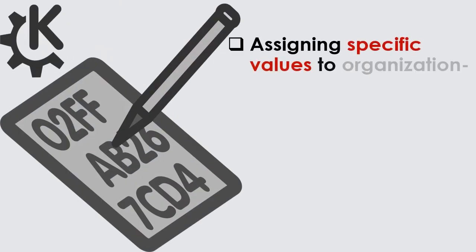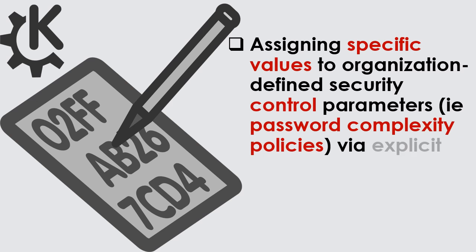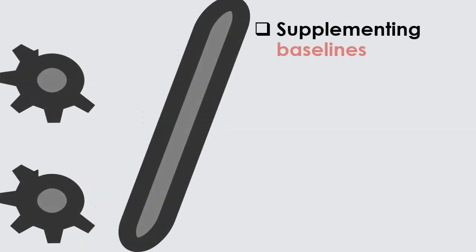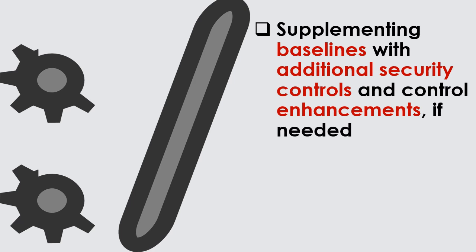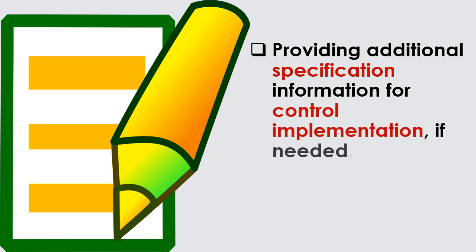Assigning specific values to organization-defined security control parameters, i.e. password complexity policies, via explicit assignment and selection statements. Supplementing baselines with additional security controls and control enhancements, if needed. Providing additional specification information for control implementation, if needed.